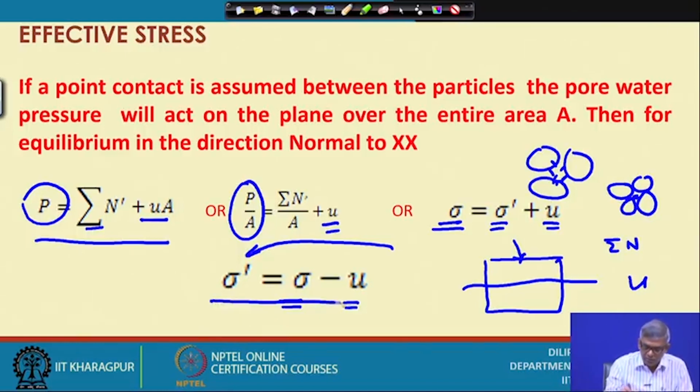This is the formula or relationship between u, sigma dash and sigma, and this will be applicable throughout soil mechanics, and you have to learn this very carefully. Unless you calculate this properly, you will not be able to do other things correctly.